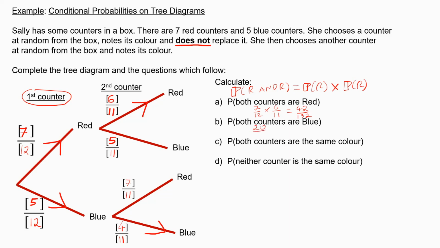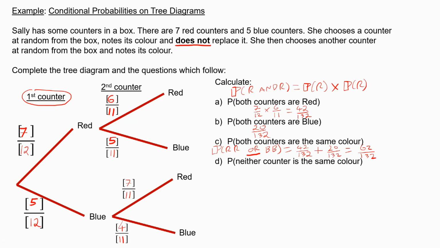20 over 132. The probability that both counters are the same colour, well, there are 2 ways this could happen. This is probability of red and red, or blue and blue. Well, the probability of red and red is 42 out of 132, and the probability of both counters being blue is 20 out of 132. And remember, or means plus. This gives us a final answer of 62 out of 132.